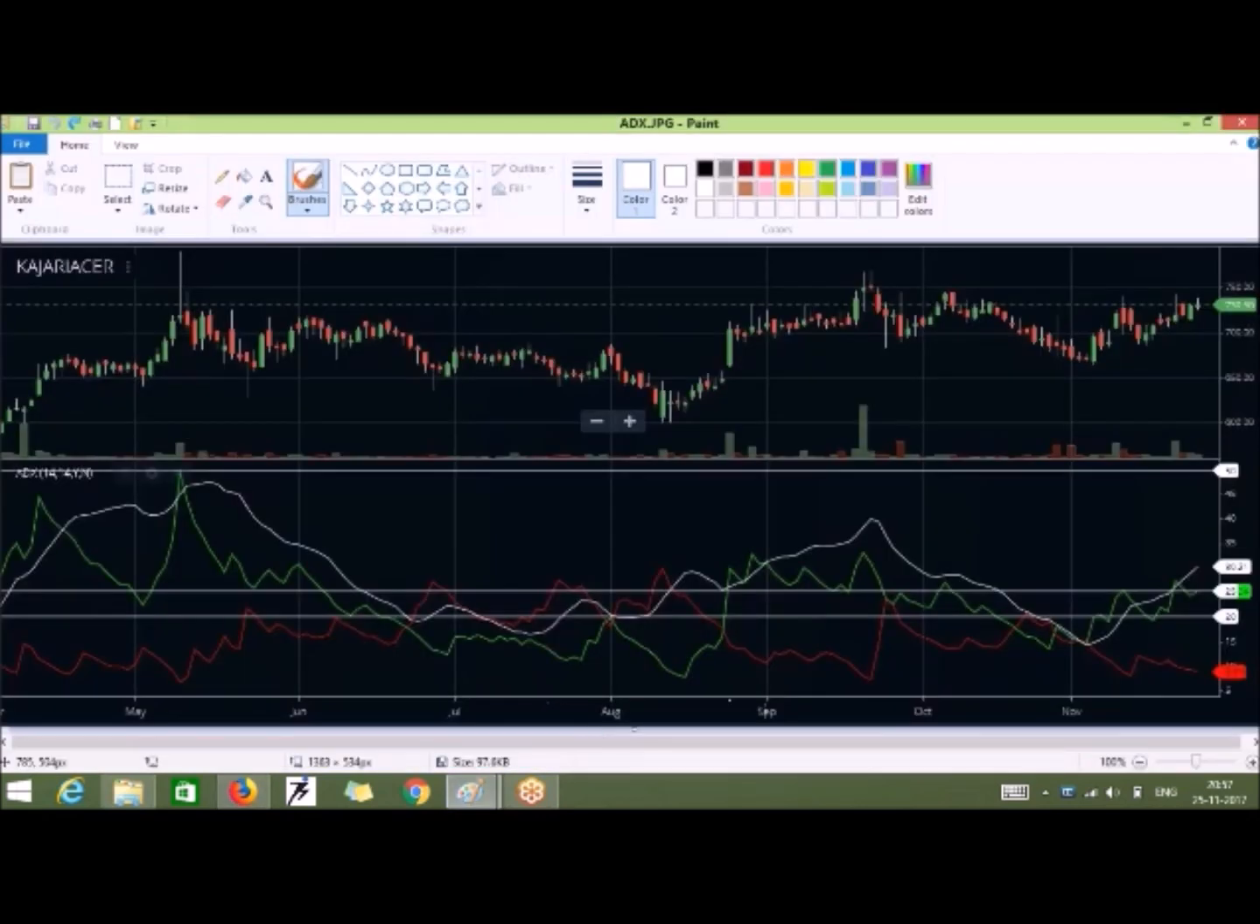So let's see this one. The positive directional line is the green one, the negative is the red one, and ADX is the white one. So the positive directional line should be above the negative directional, suppose this case, and the ADX should be above 20. So here it's satisfying all the requirements at this point. The positive directional line is above the negative directional line. The ADX is also above 20. So it says it's an uptrend. So you can see from exactly this place, it started moving upward.